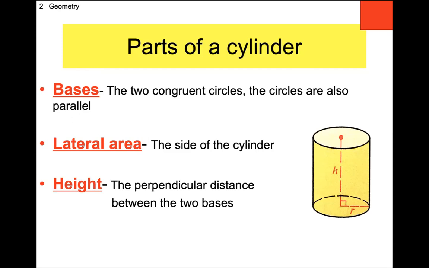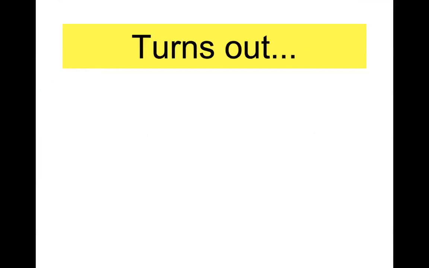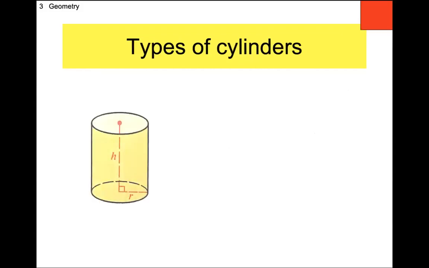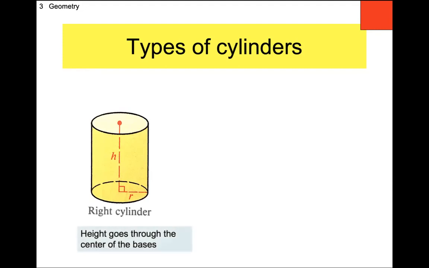Now, usually we talk about the types of cylinders that exist, and it's always the same. Once you learn this in three-dimensional objects, you'll see that similar pattern. So if the height and the radius form a right angle, it could be the diameter as well, then we call that a right cylinder. So if the height goes through the center of the circle, one of the bases, and forms a right angle with that base, then we call it a right cylinder.